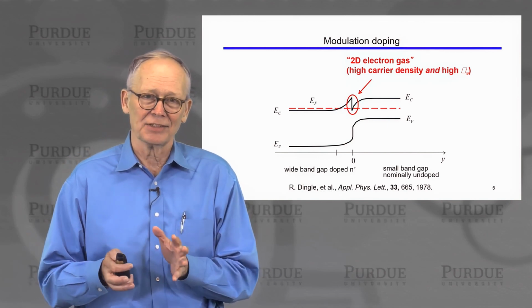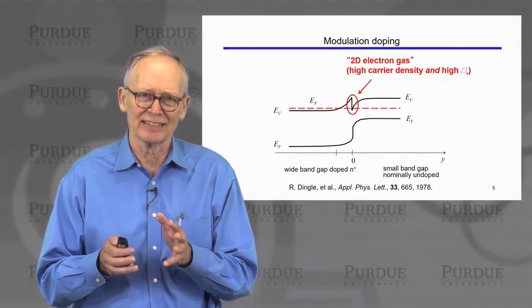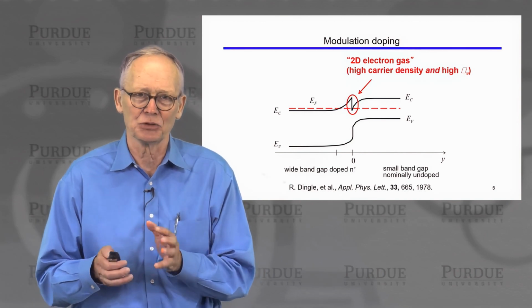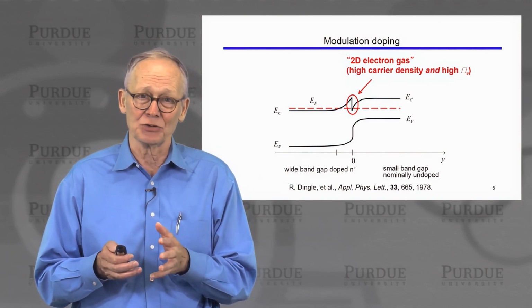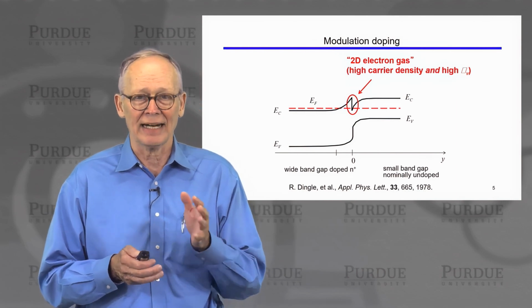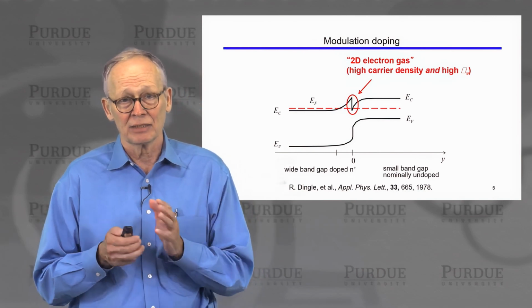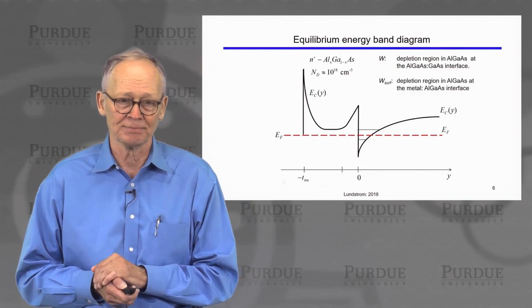Now, although these devices frequently refer to the electrons here not as an inversion layer of electrons, but as a two-dimensional electron gas, the electrons in a MOSFET are also in a two-dimensional electron gas because the potential well at the oxide silicon interface quantum mechanically confines them. So very similar to what we would see in a MOSFET.